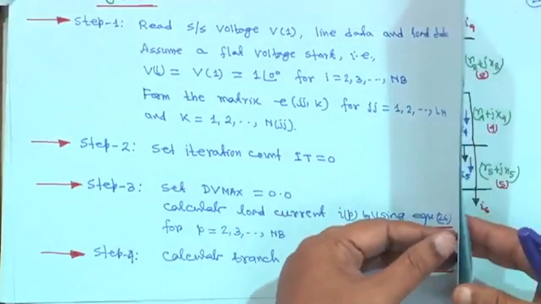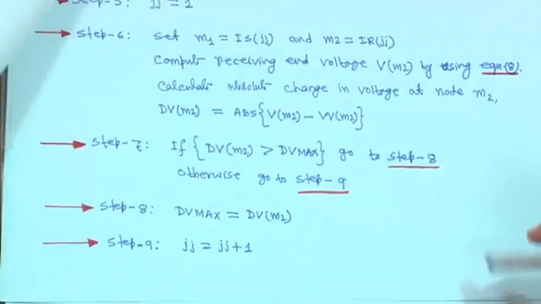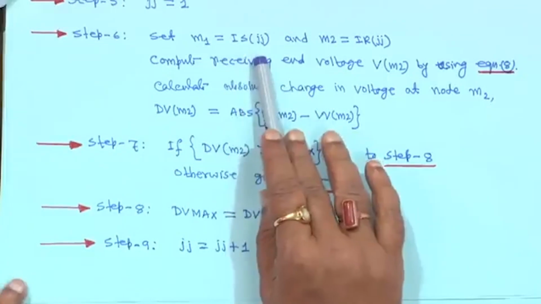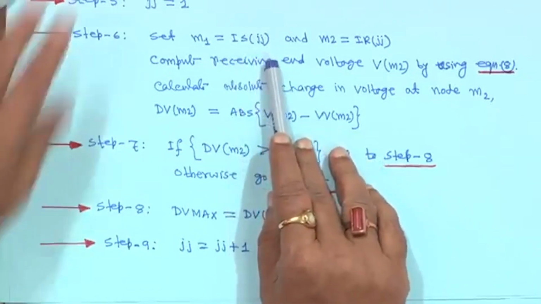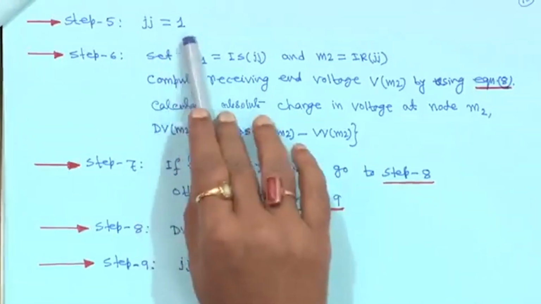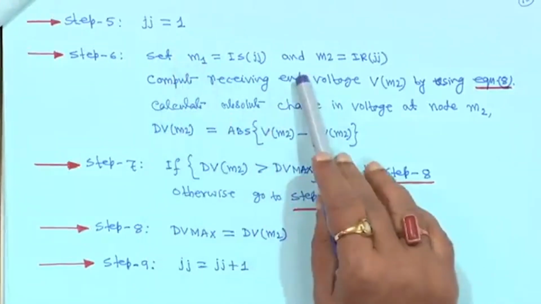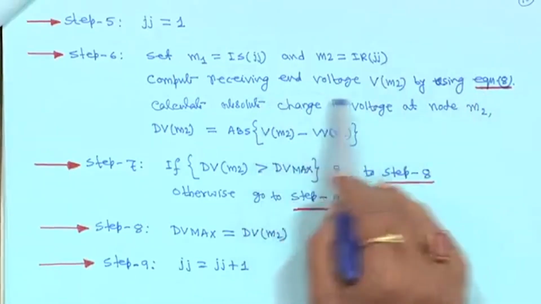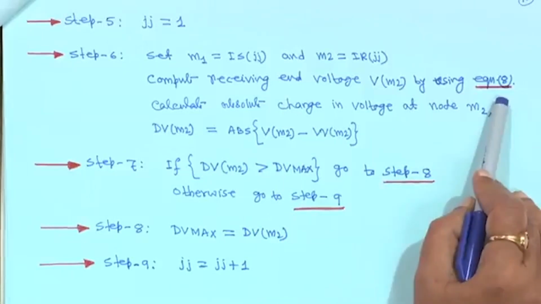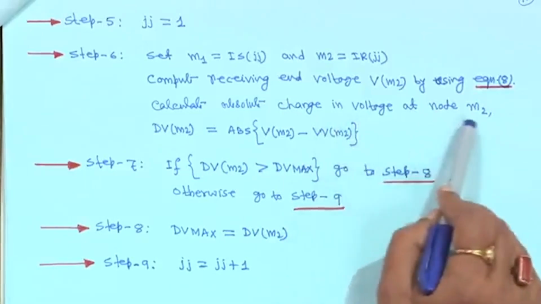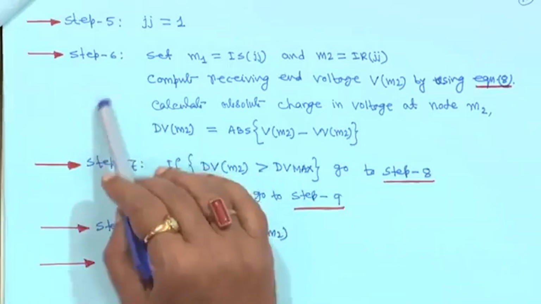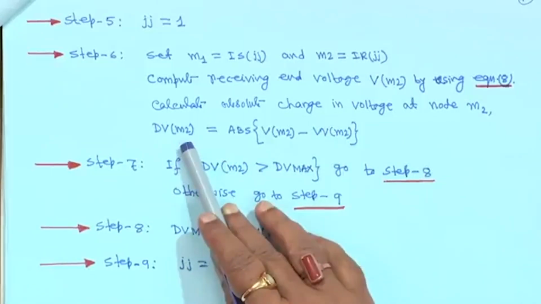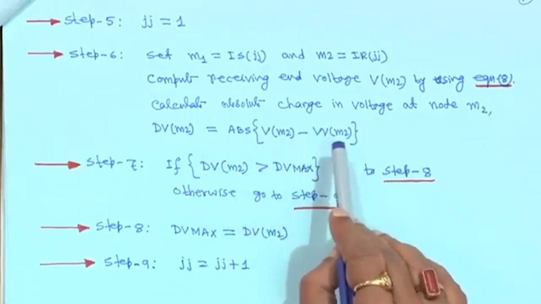So, once branch current is done, then I have shown you how to calculate voltage magnitude. I have told you that only one for loop is required. So, set M1 is equal to ISjj, put jj is equal to 1, right, and M2 is equal to IRjj, and compute receiving end voltage Vm2 by using equation 8, this is given. Calculate the absolute change in voltage at node M2, the receiving end voltage, for M2 equal to IRjj. So, dVm2 you write as absolute Vm2 minus VBm2, right.